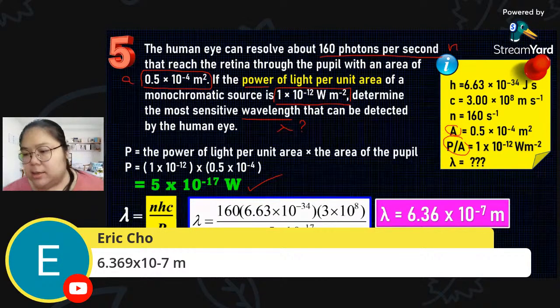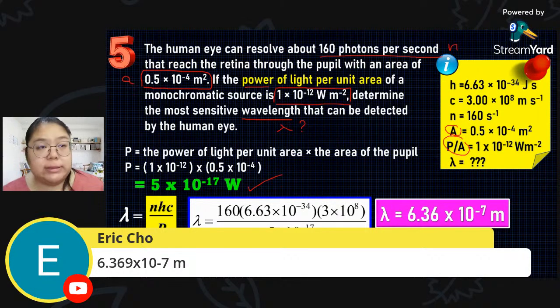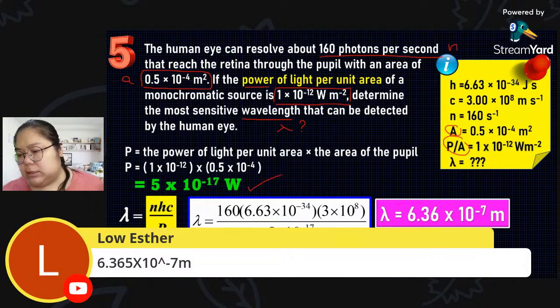Good morning. So -7 meter, 6.365, is it? If the student answers with three significant figures it should be 6.37. Four significant figures is safer for you. So this one should be the answer. Then Esther also got the answer. Esther also has the same answer from here.